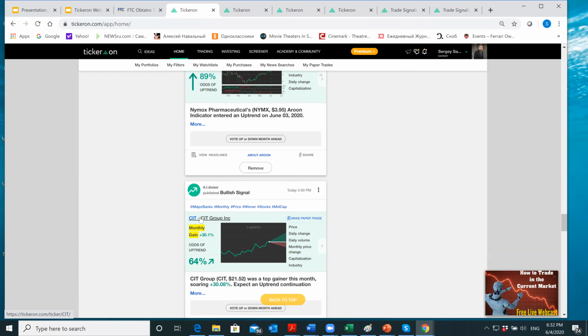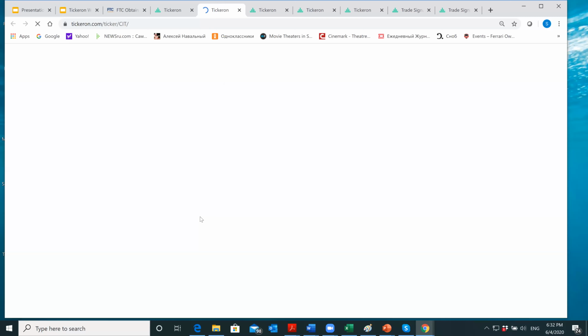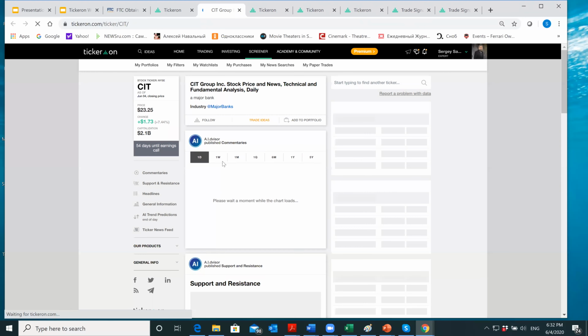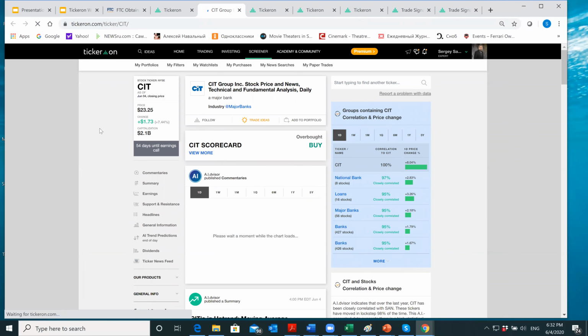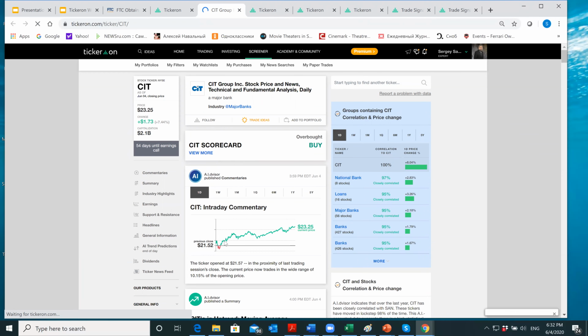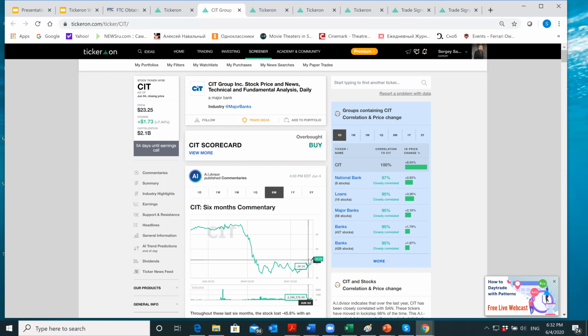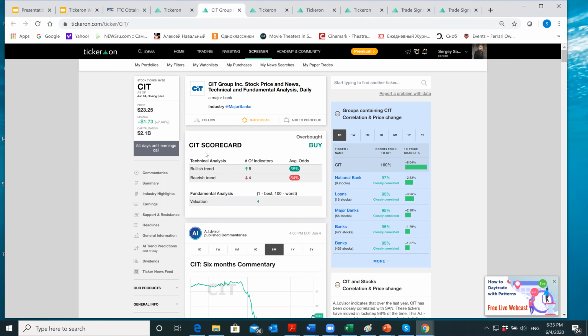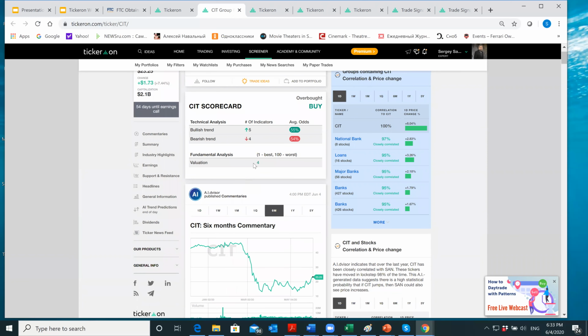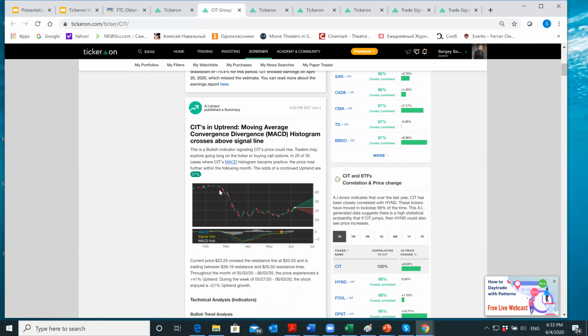But in order to trade, what I typically do is click here and read about CIT in more detail, because one signal is never enough. It says, you see, that's a good indicator that it's moved up. It's a good thing for the month. And if I look at the 6 months, it's still a buy. I will open the scorecard. 5 indicators show up, 4 down, that's typical. And the valuation is 4, which means it's good. 1 is the best, 100 is worst. And that's the kind of analysis we do.